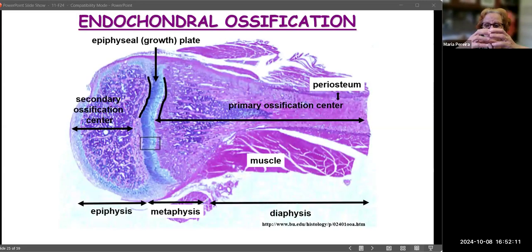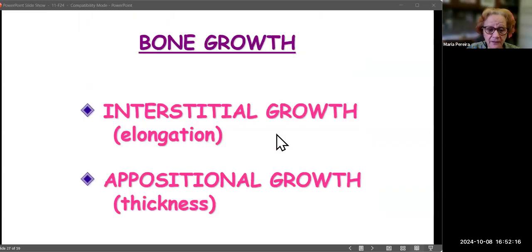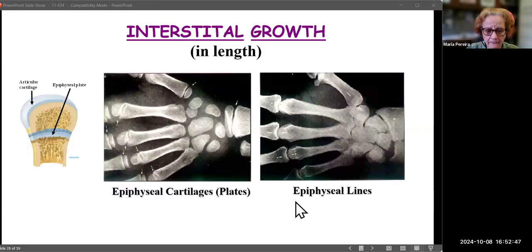We went through how the bone grows in length, but how does the bone grow in thickness? Bone growth can occur in length, and that's interstitial growth, but it can also grow in thickness. The bone of a child is not as thick as the bone of an adult. So it grows not only in length, but also in thickness. The growth in length is known as interstitial growth, and the growth in thickness is appositional growth.